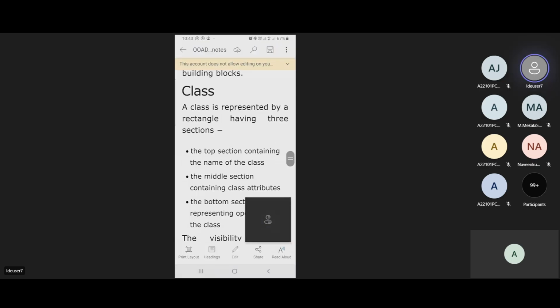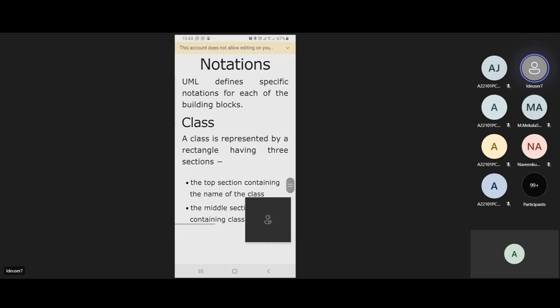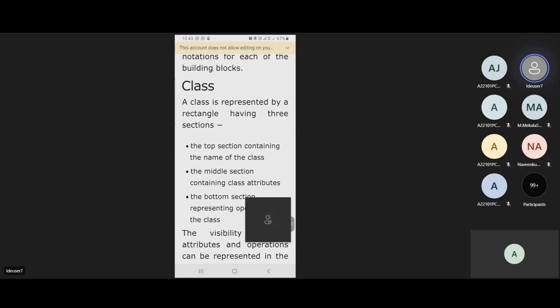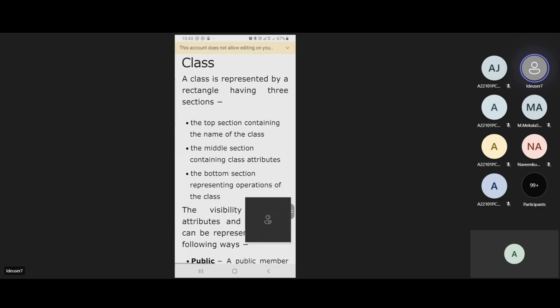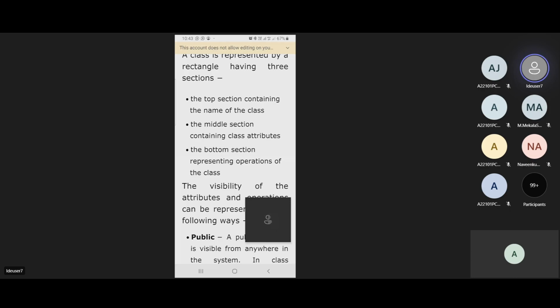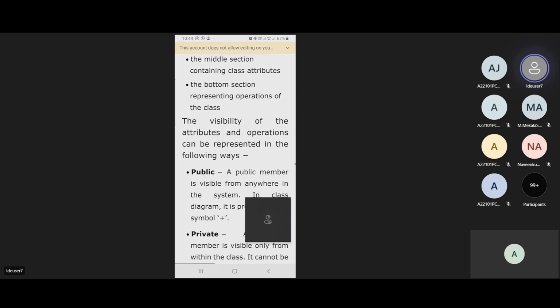Basic notations. The first one is called a class, which is represented by a rectangle that has three different sections. One is the top section containing the name of the class, the middle section containing the attributes of the class, and the bottom section containing the operations of the class. The visibility of the attributes and operations can be represented in the following way.